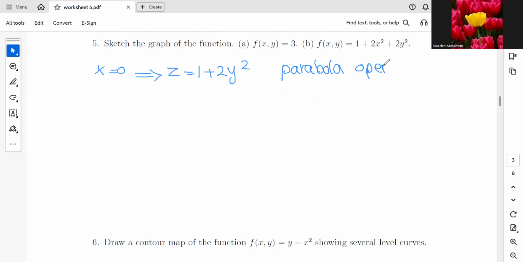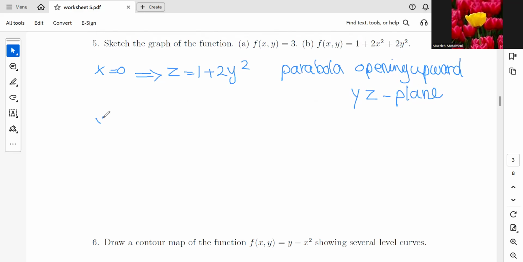So opening upward, but in the plane of y and z, because we have only y and z here and we don't have x, we set that equal to 0. So it is a parabola opening upward, but if we want to draw that, we would go to the YZ plane and draw that.